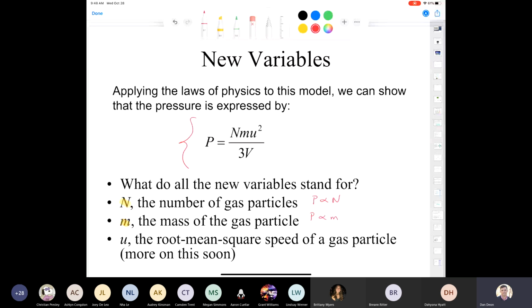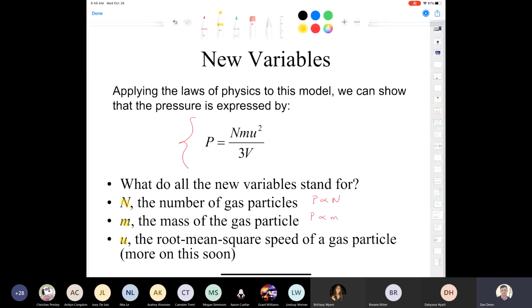Now the next one, u, is the root mean square speed, and we're going to talk about what root mean square speed is later on in more detail. But it's basically the speed of a gas particle, okay? It's obviously related to the speed of a gas particle. Let's think about that one too.